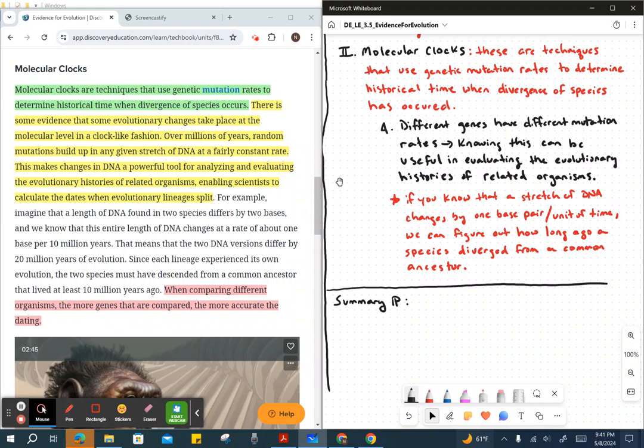So letter A, we kind of already talked about that. Different genes have different mutation rates. This can allow us to figure out how much time has elapsed between you and another organism. And in red, you can see I've put a star there. If you know that a stretch of DNA changes by one base pair per a unit of time, whether that's a million years or 10 million years, you can figure out how long ago you and another species diverged from a common ancestor.